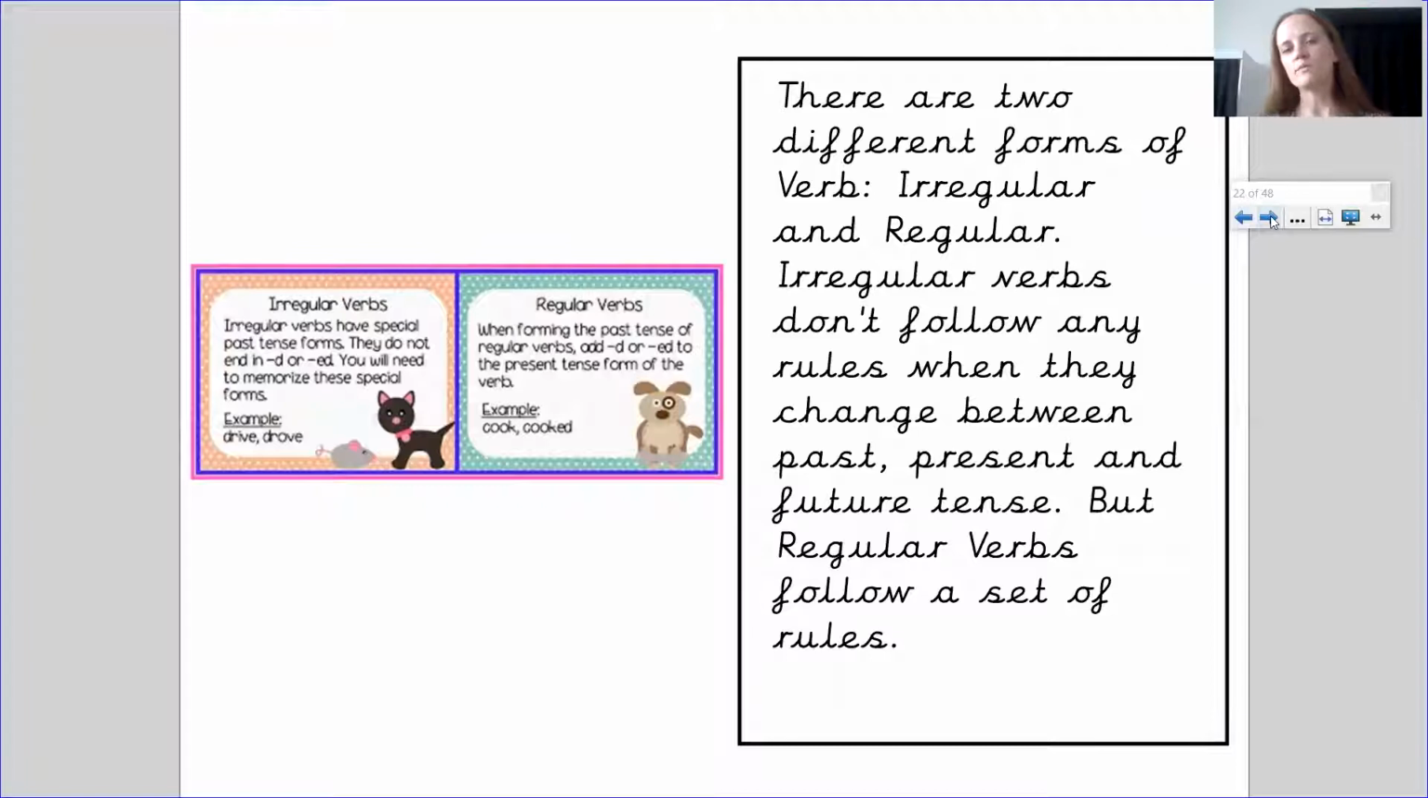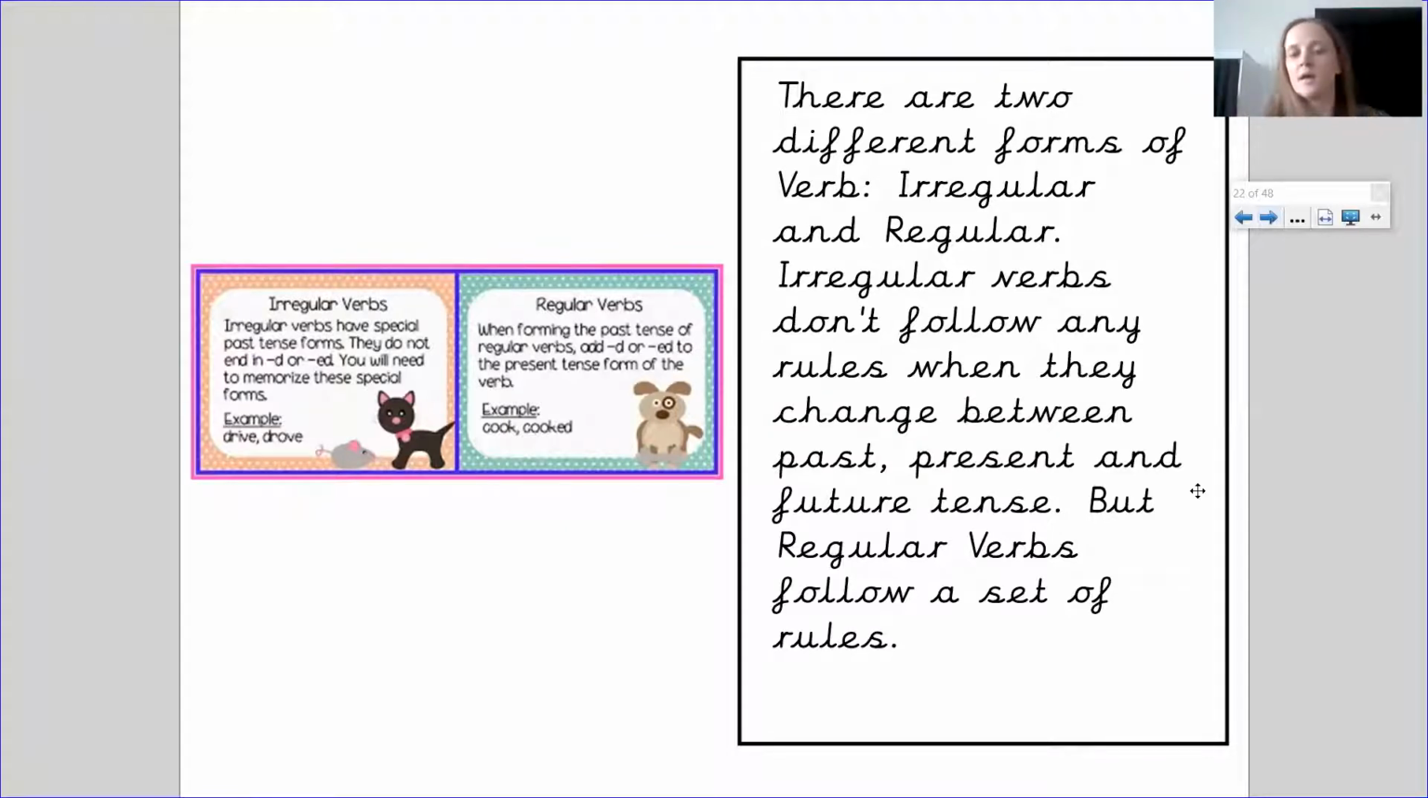There are two different forms of verbs when we are looking at tenses. You get irregular verbs and regular verbs. So irregular verbs don't follow any rules when they change between past, present, and future, but regular verbs follow a set of rules. So, for example, if we look at our picture, it says, when forming the past tense of regular verbs, most of the time we add D or we add ED to the present tense form of that verb. So I cook, I cooked. I play, I played. Okay.